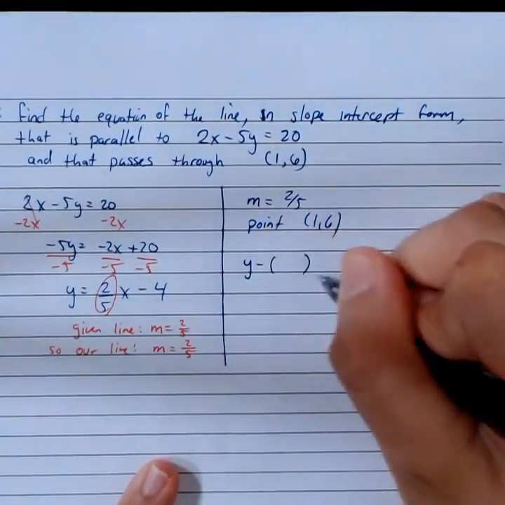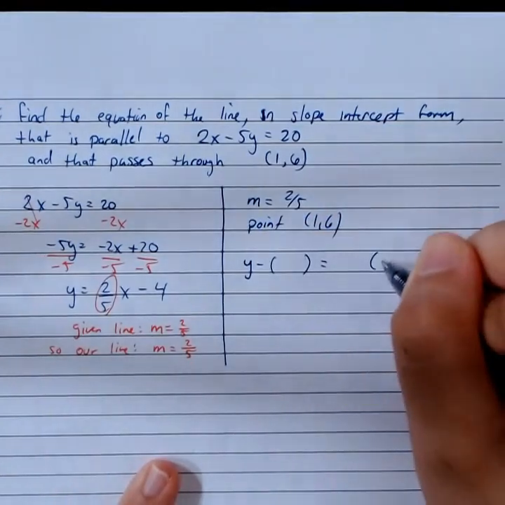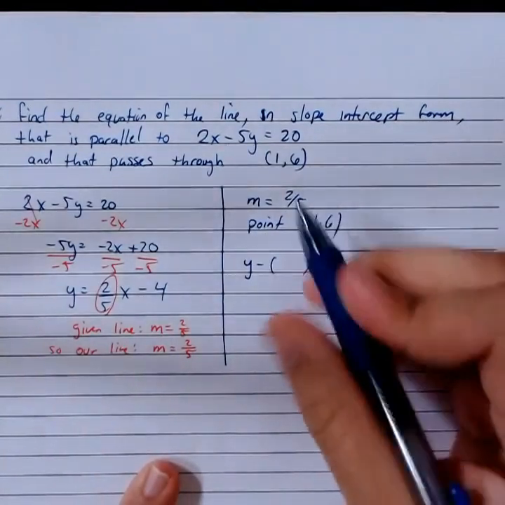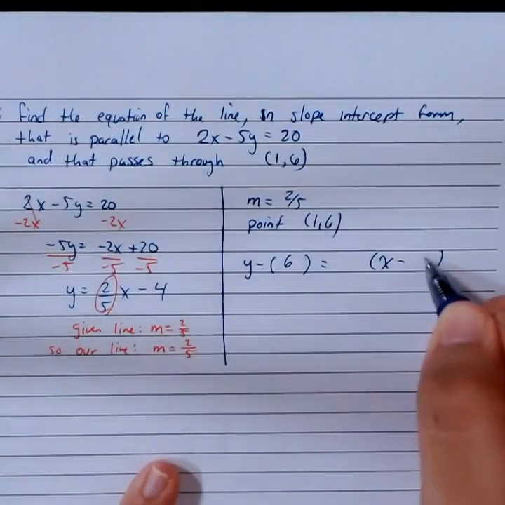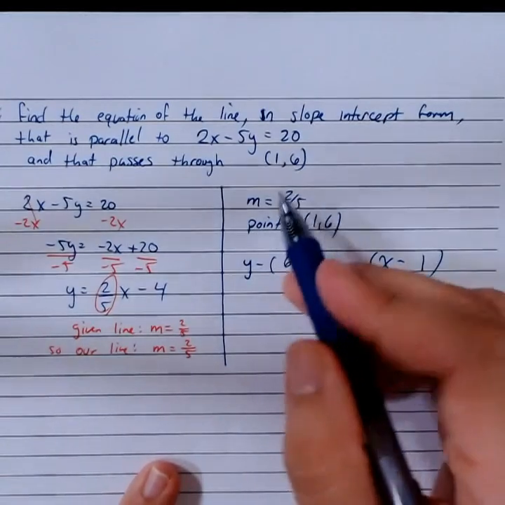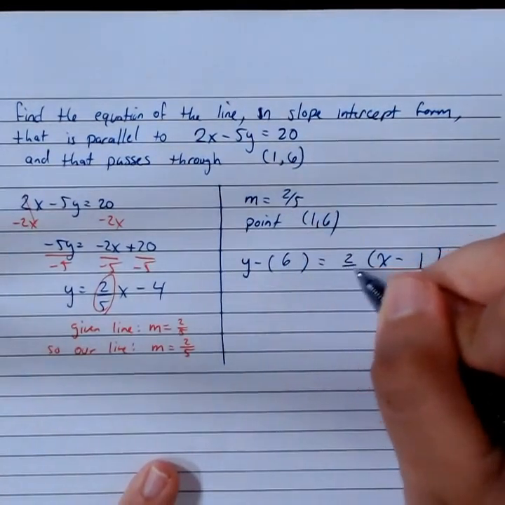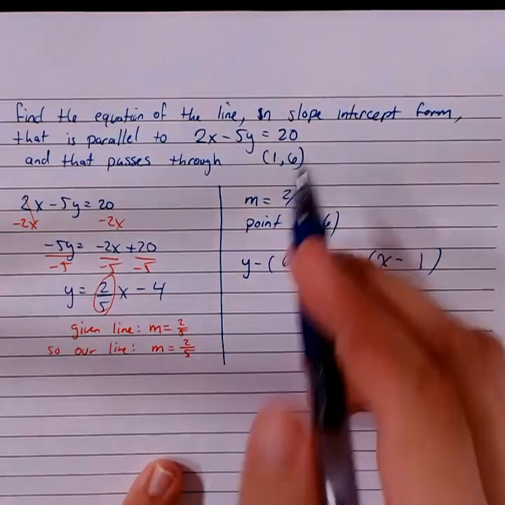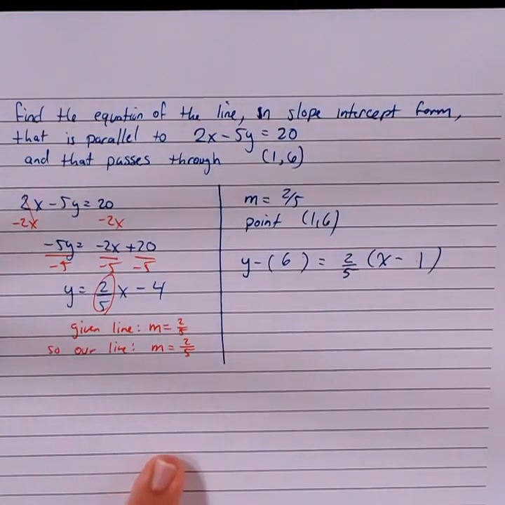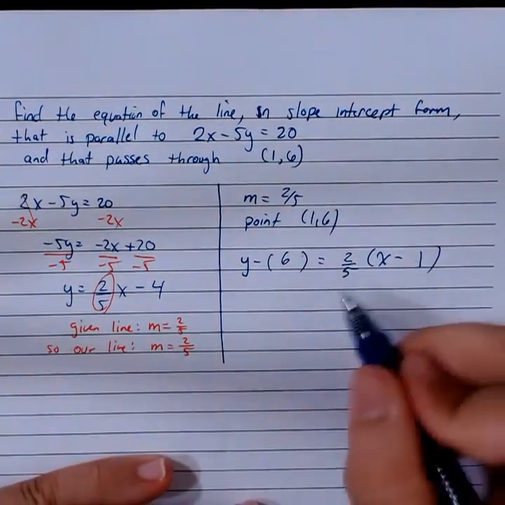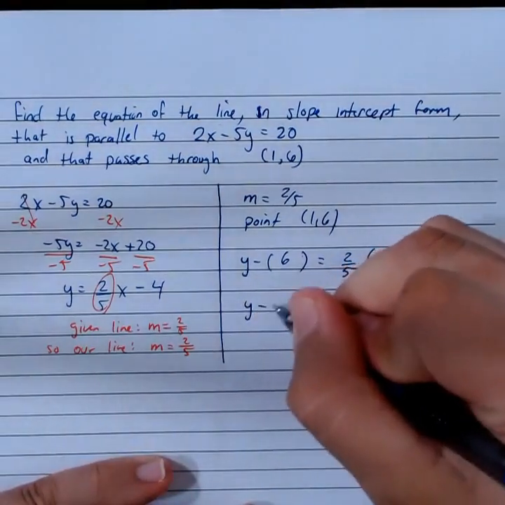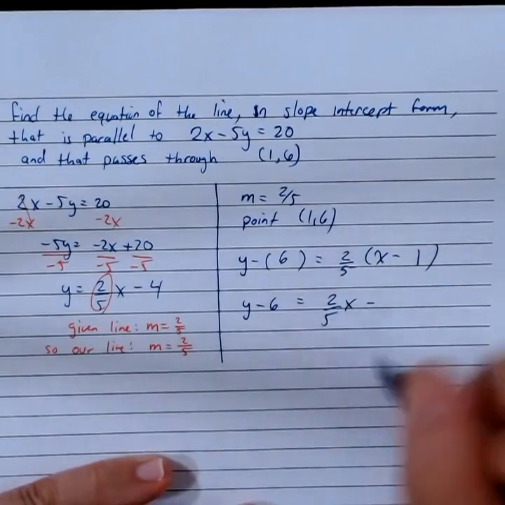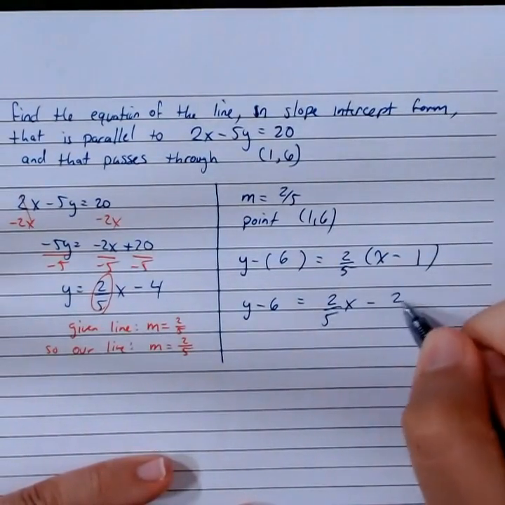y minus y1 equals m times x minus x1. Our y1 is the number 6, our x1 is the number 1, and our slope is 2/5. Just like that. And now we can go ahead and write it in slope-intercept form to get our result. Let's go ahead and start by distributing the 2/5 this way. This gives us y minus 6 equals 2/5 times x minus 2/5 times 1.